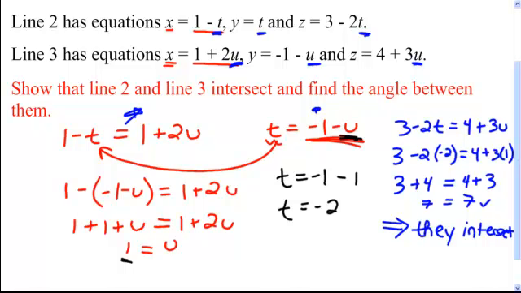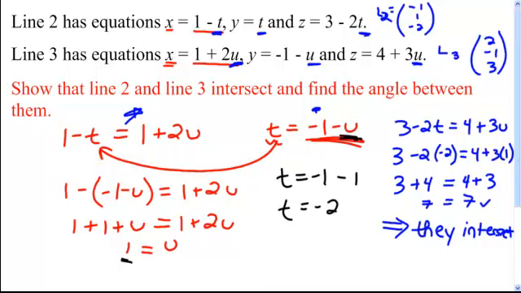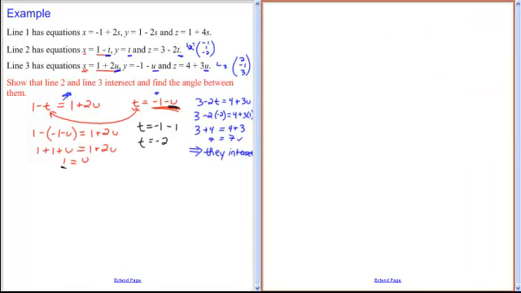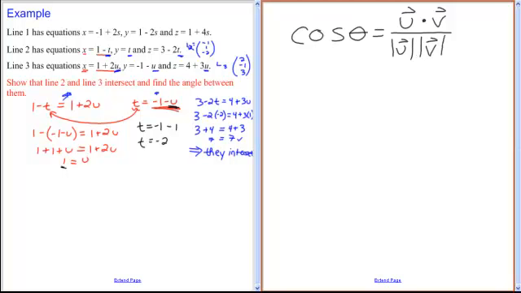In order to do this, I'm going to list my direction vectors. So -1, 1, -2 is line 1's vector, line 2's vector, and line 3's vector is 2, -1, and 3. In order to find the angle between them, the cosine of theta equals the dot product of my vectors divided by the length multiplied of each of my vectors. I'm going to find the angle between these two lines, which means I'm going to want to find the acute angle, which means I'm going to take the absolute value of my numerator.